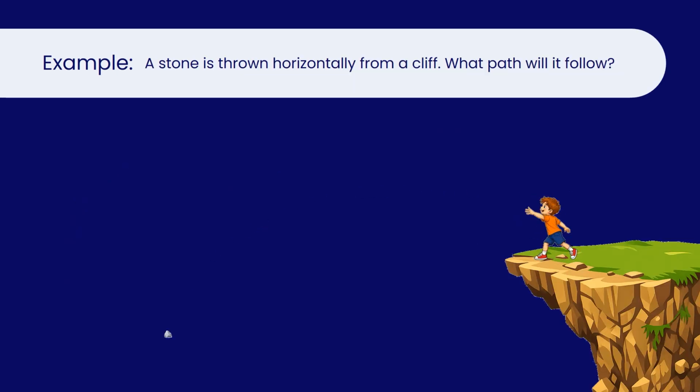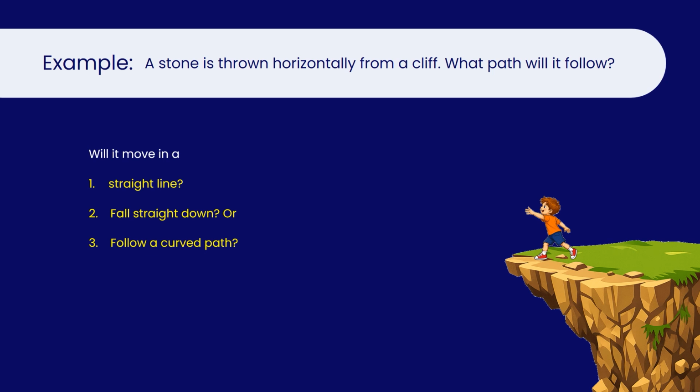For example, a stone is thrown horizontally from a cliff. What path will it follow? See here, this boy throws a stone from a cliff. So tell me, will it move in a straight line? Will it fall vertically? Or will it follow a curved path?